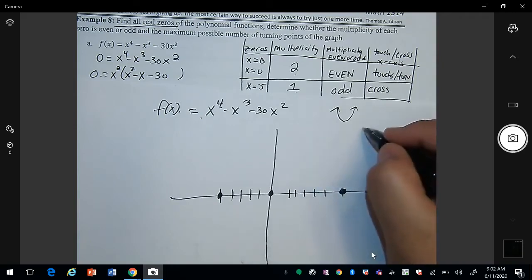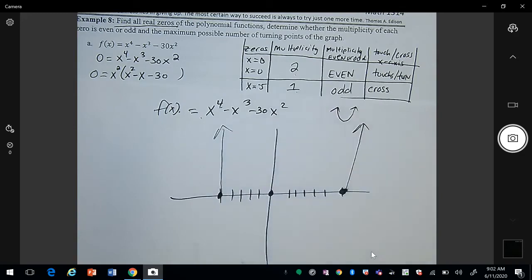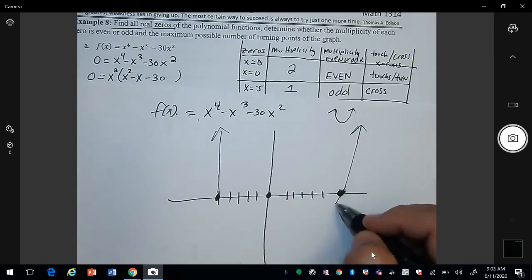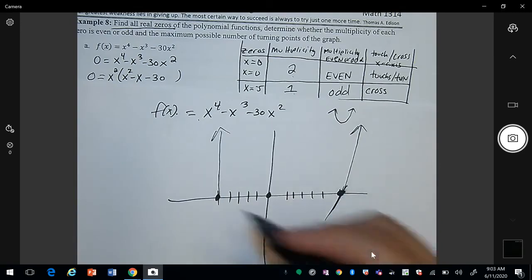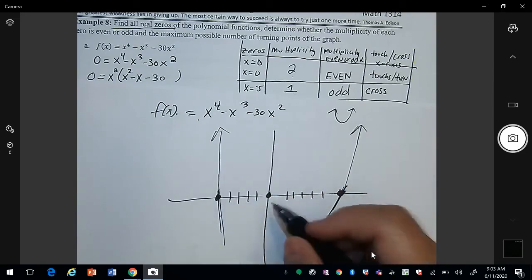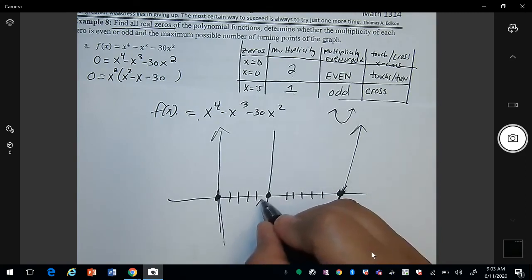Okay. So we know that the graph is going to rise on both sides. Now at x equals 6, it's telling us that the graph is going to cross, so this is going to come down. And at x equals negative 5, it's going to cross. And then at x equals 0, it's going to touch and turn. So the graph might go something like this.